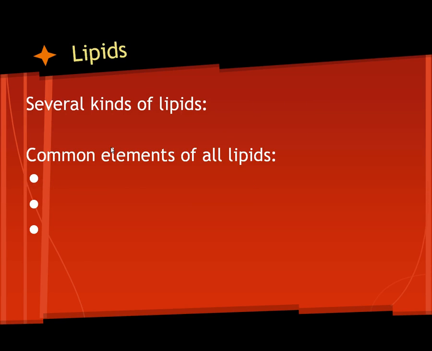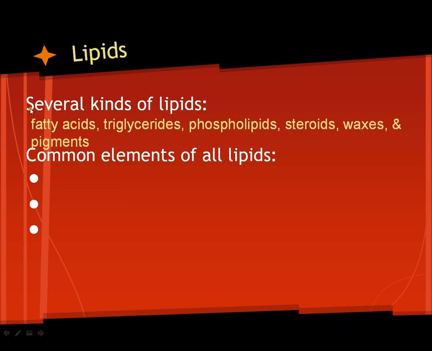Now, moving on, let's talk about lipids. There are several kinds. Here they are: fatty acids, triglycerides, phospholipids, steroids, waxes, and pigments. These three things that we're going to talk about now are common to all of these lipids. They don't dissolve in water. So oil and water don't mix. Oil is actually composed of lipids, and we know that it doesn't dissolve in water.